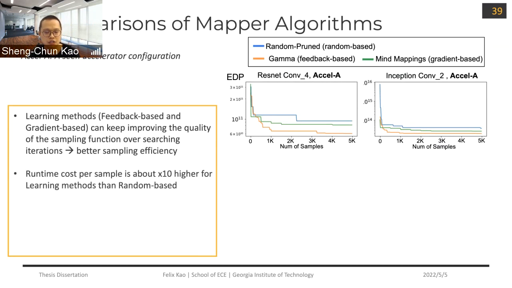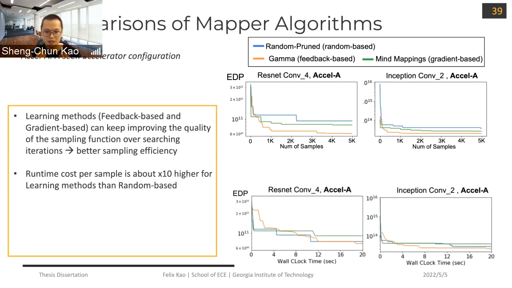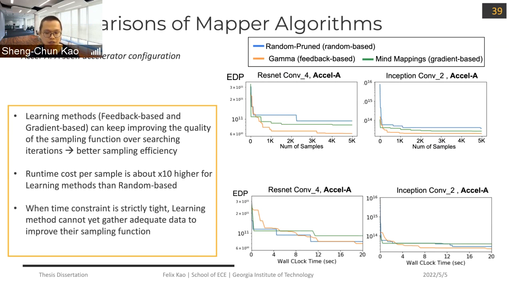However, the caveat is that the runtime cost per sample is about 10 times higher for learning methods than for the random-based method. So if we plot the EDP against wall clock time, you will observe that these 3 methods don't have much difference. It is because when the time constraint is strictly tight, learning methods cannot yet get adequate data to improve their sampling function. Therefore, the effect of high sampling efficiency does not show up at the early stage of optimization. So if your time constraint is really tight, then random pruning is a more cost-effective choice.